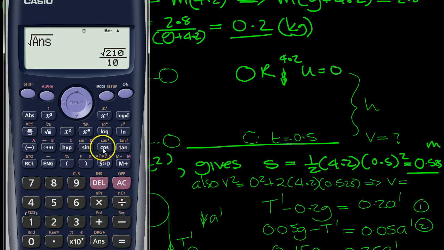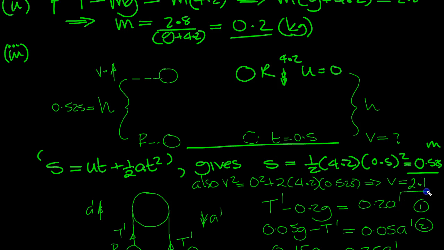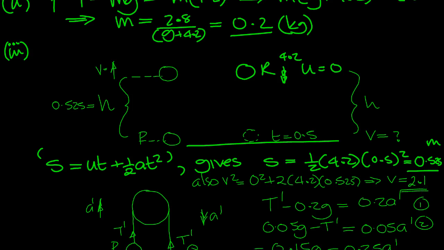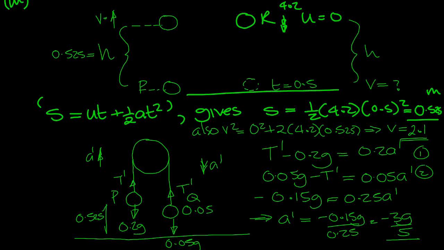I'm a bit worried about this, but it says square root answer. I'm going to cancel that. I'm going to do it again. 2 times 4.2 is 8.4. So it's 8.4 times 0.525. There we go. So that's that. Okay, now square root answer, which is 2.1. I had square rooted it. Okay, good. So that's 2.1 then, meters per second.